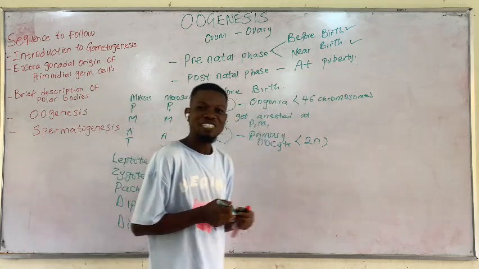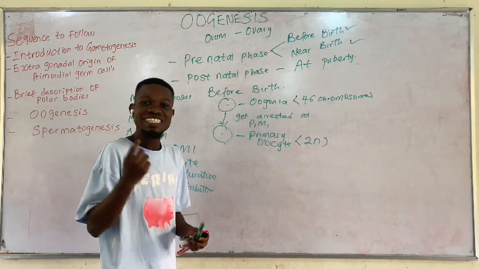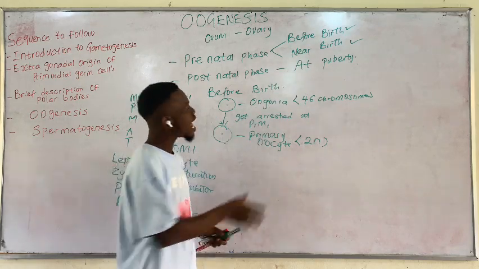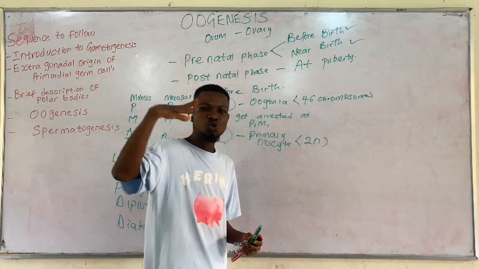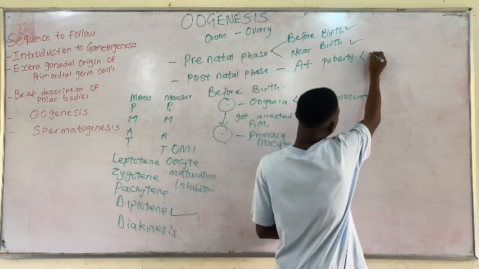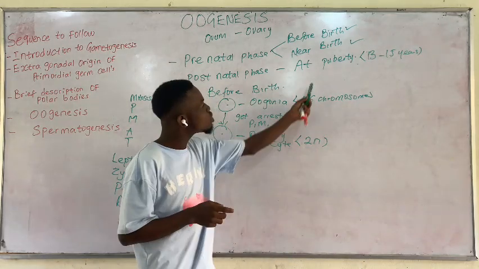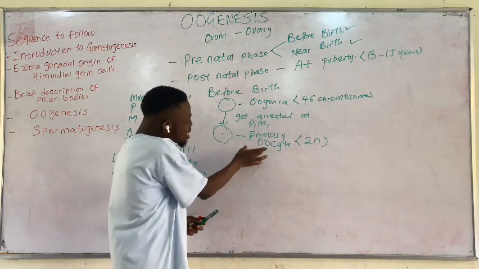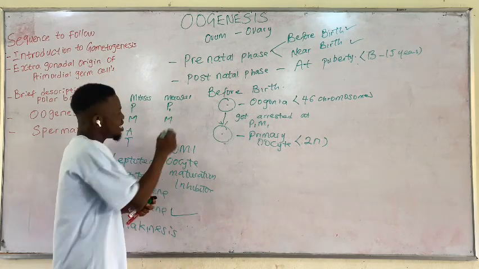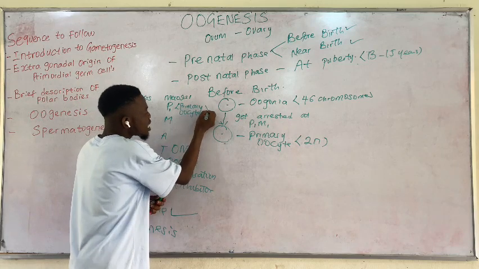Now at puberty, the female has reached puberty. All these are going on when she's still in the womb. That's what we call before birth and near birth. This period before birth is around the 3rd to 8th week of development. But at puberty, she has arrived at maybe 13 to 15 years of age. So when the female reaches puberty around 13 to 15 years, the division continues from this primary oocyte. Don't forget that the primary oocyte got arrested there.